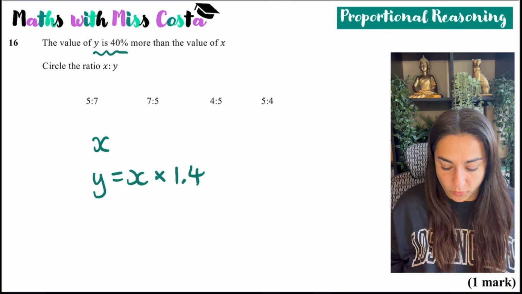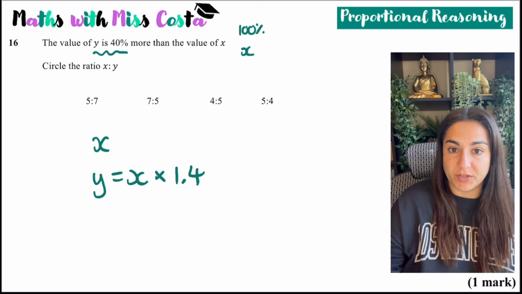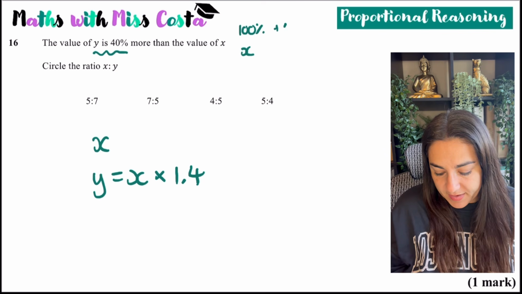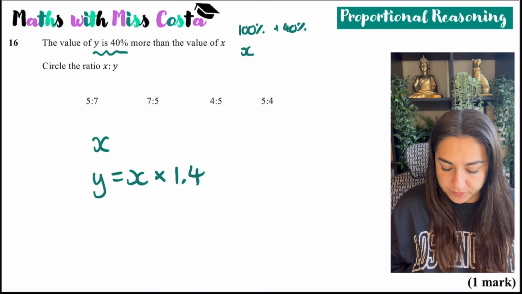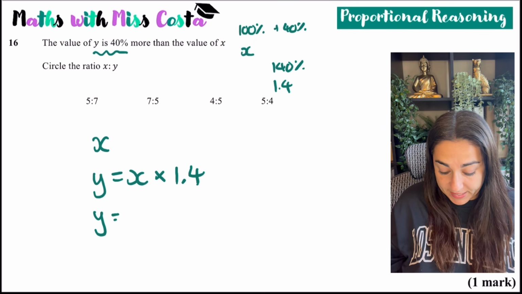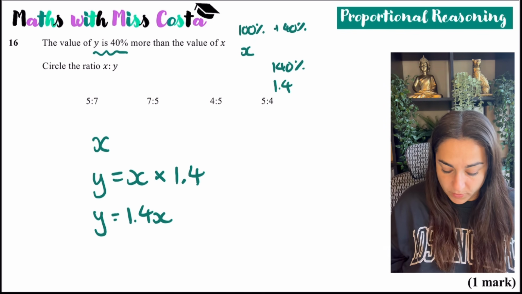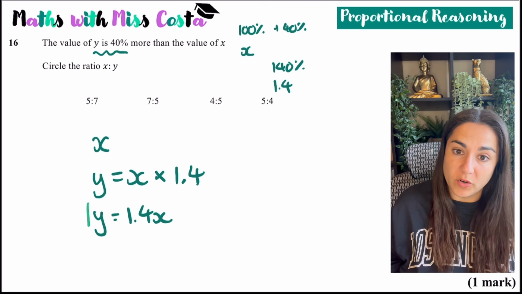The reason it's 1.4 is because the original value is x, which represents 100%, and then if I added on 40%, that would be 140%, and percent means out of 100, so divided by 100 is 1.4. So anyway, the multiplier would be 1.4. So 1 lot of y is 1.4 lots of x.